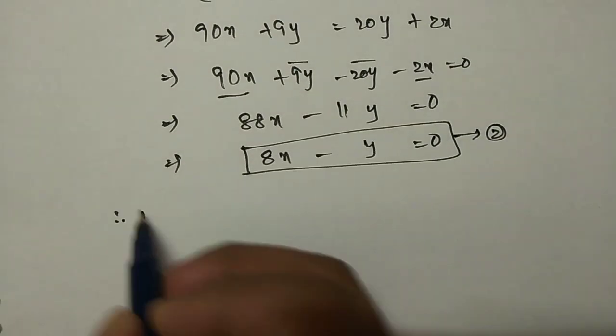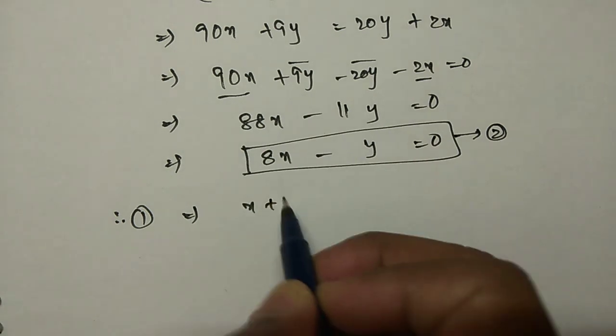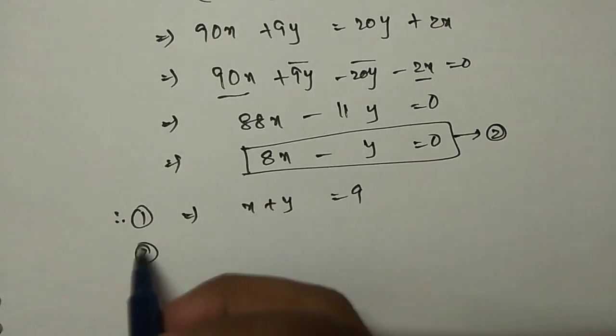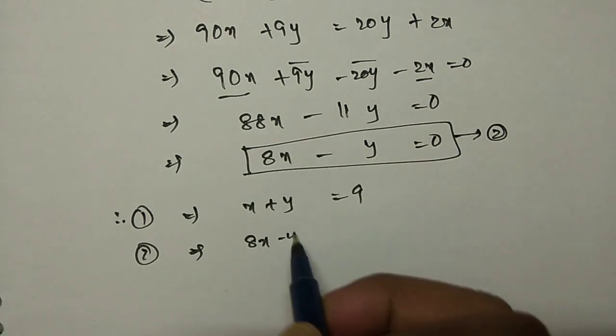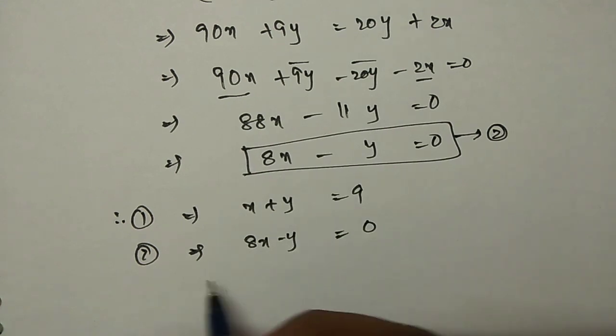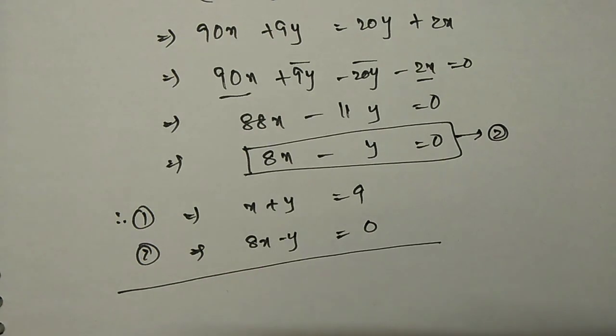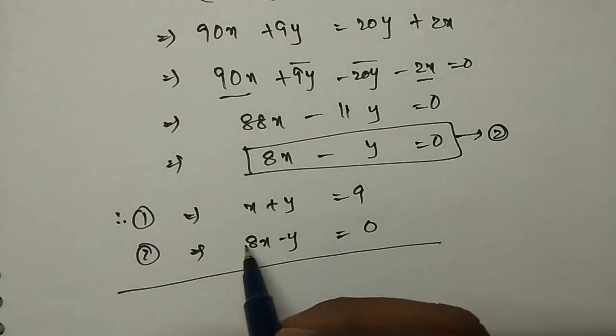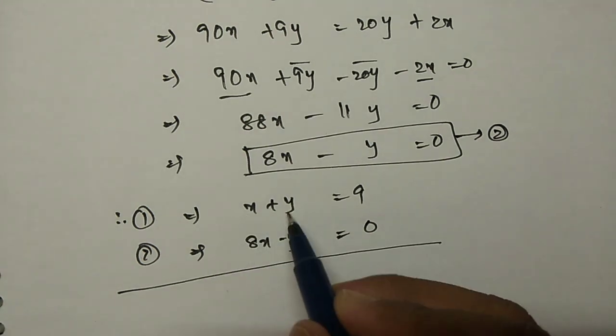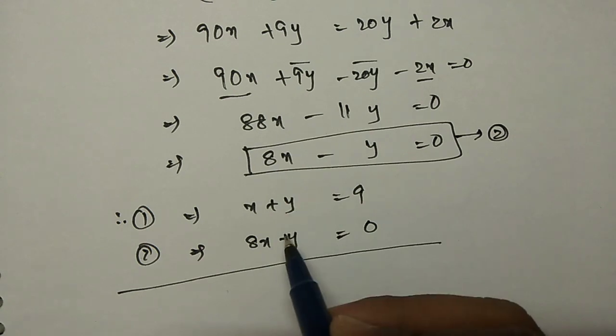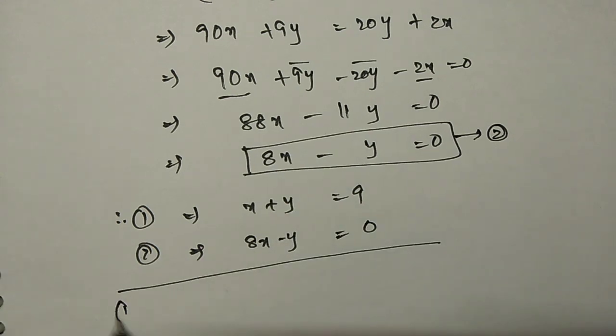Therefore, equation 1 implies x plus y equal to 9, and equation 2 implies 8x minus y equal to 0. Using the elimination method, verify the x coefficients are not the same. Then verify the y coefficients are the same with different signs. So we should add these equations.